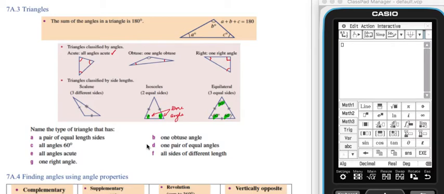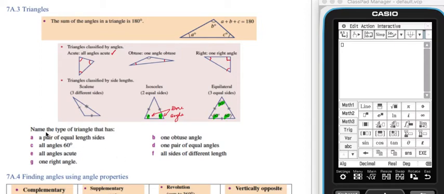Now, I want you to move on to these questions here, and in your notebook, I want you to name the type of triangle that has, for instance, a pair of equal length sides. So, using your definitions from above, please answer these questions. Pause the video now and play when you've got your answers down and see if you've got your answers correct. The answers will follow now.